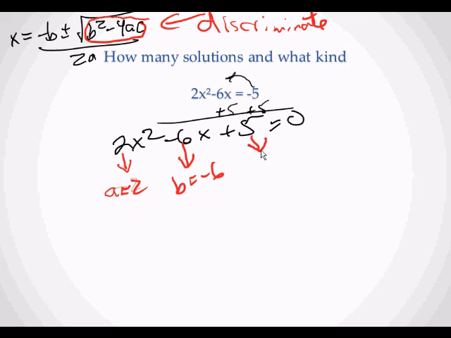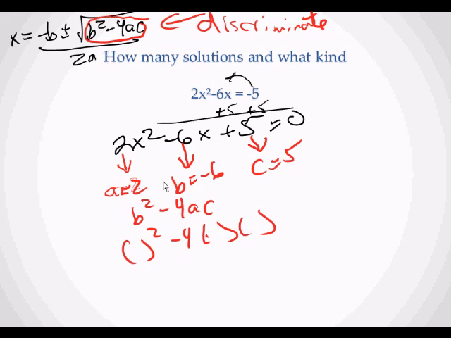The number in front of x squared is a, so a equals 2. B is the number in front of x, b equals negative 6, and then c is the number without the x, c is 5. And we're going to plug it into b squared minus 4ac. B squared minus 4 times a times c. B squared, b is negative 6. A was 2 and c was 5.